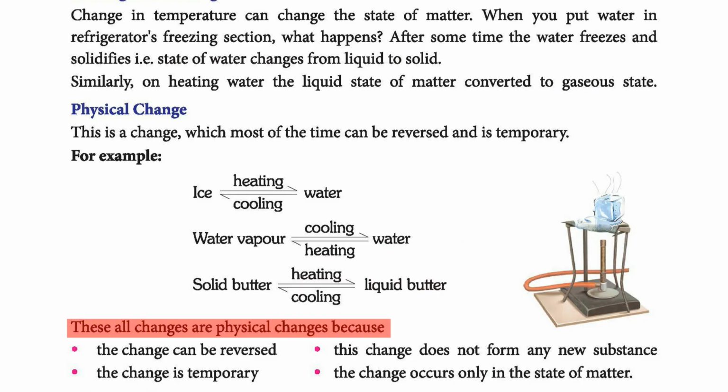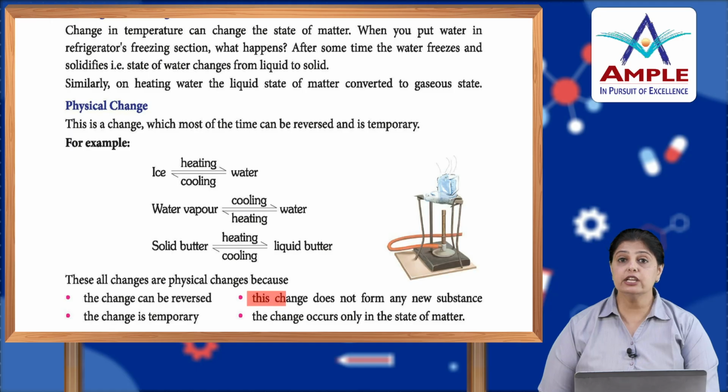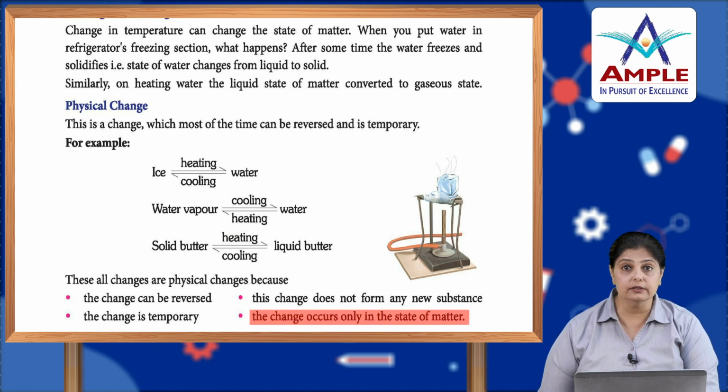These are all physical changes, because these changes can be reversed. This change does not form any new substance. There is no new substance that is formed. It is just playing around with the same substance. Then the change that is happening is a temporary change. It can be reversed. The change occurs only in the state of matter.